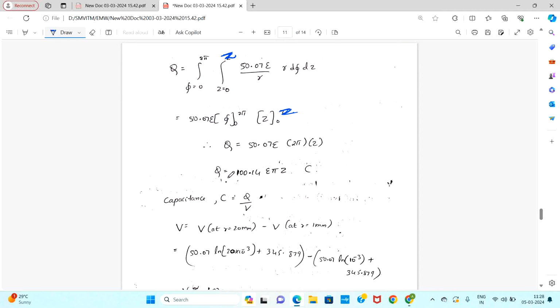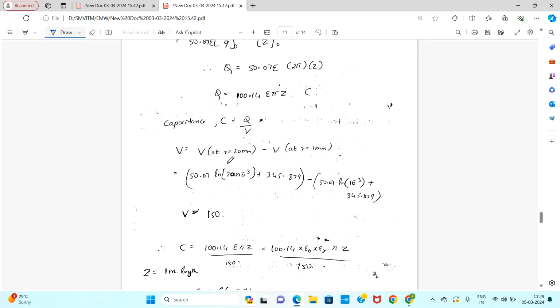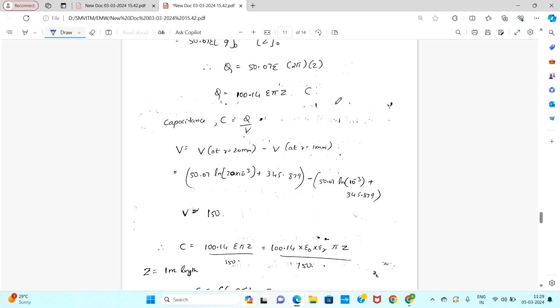So once you get that, you have charge in terms of z itself. Then take the ratio of charge and potential. That will give you the capacitor value. Now again, potential is not starting from the location 0, right? It is not starting from radius 0. They are given in-between values, from 1 millimeter to 20 millimeter. In this region I want to find the capacitance, right? So what you have to do is take the potential difference between these two.